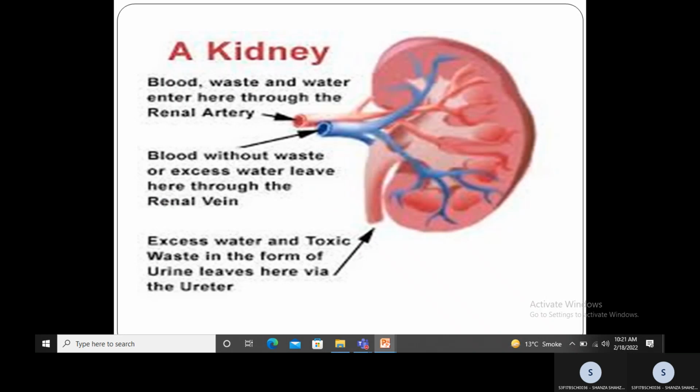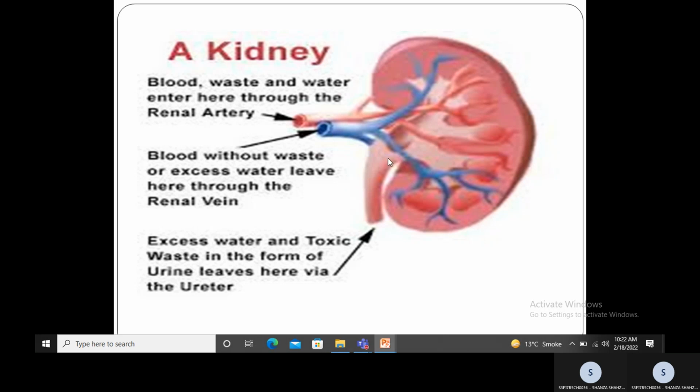Here is the functioning of kidney. The blood enters into the kidney through renal arteries. These are red in color. Blood enters the kidney through renal arteries, and below the renal arteries are renal veins that are blue in color. After removing extra waste and excess water, the blood leaves the kidney from this renal vein.